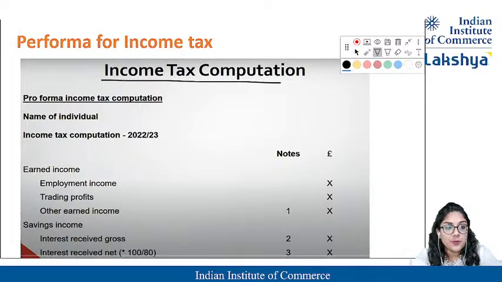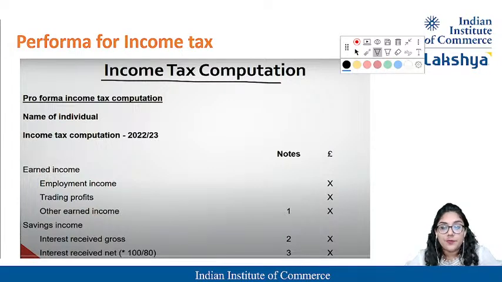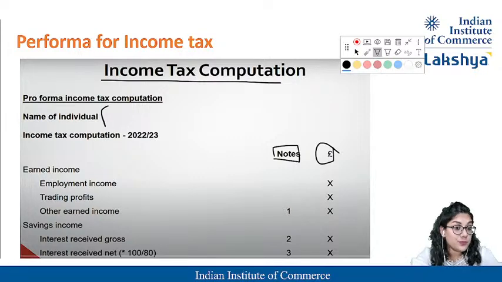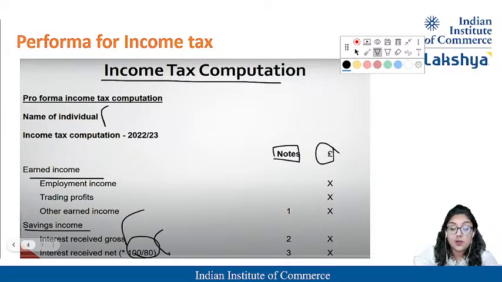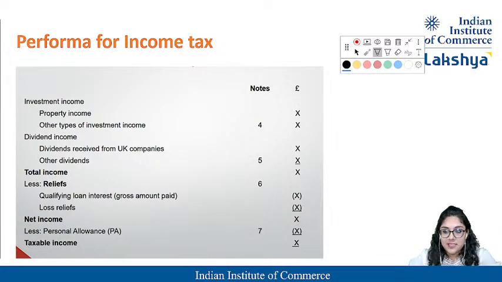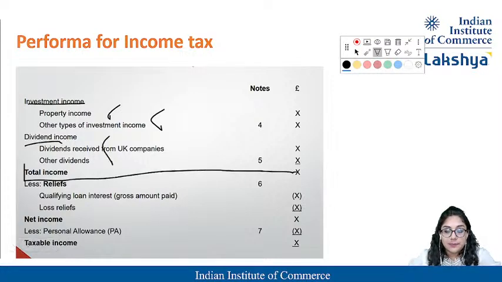Okay, so this is our pro forma. You can check it. Income tax pro forma, name of the individual is to be written. Then guys, in the notes, always remember the pound currency, it is compulsory, we have to write it. This is my earned income, from doing a job, or profits. Saving income means you are saving something, like interest you are getting. If it is net, please multiply it by 100 so that we can get the gross amount. If you have invested somewhere, you get property income, other income, dividend income. Get the total income, and out of the total income, if there are any reliefs, please reduce them and get the net income. If you're getting any personal allowances, reduce them and get the taxable income.